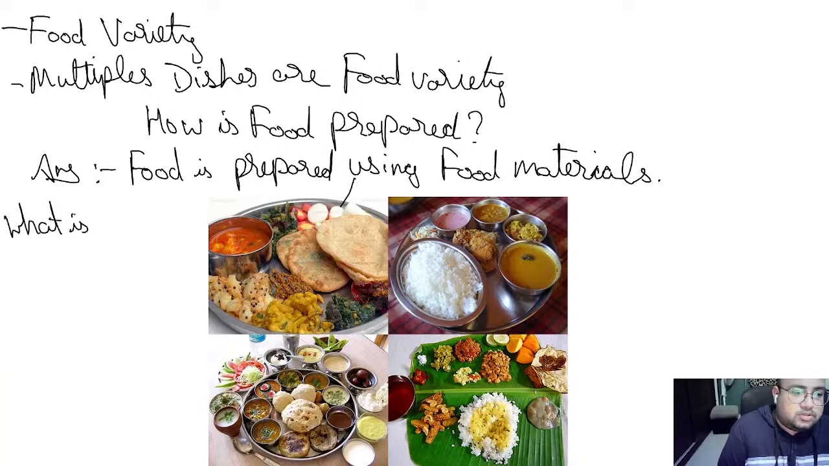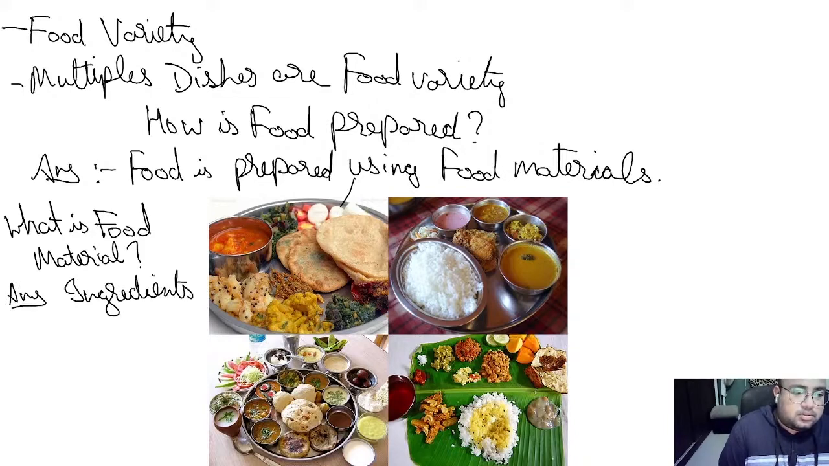So, what is food material? Okay. Answer is ingredients and spices are food materials.